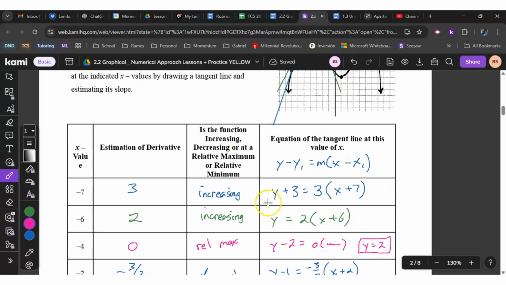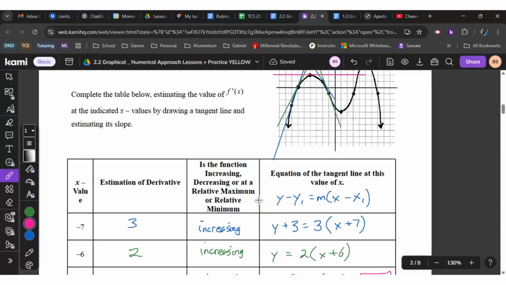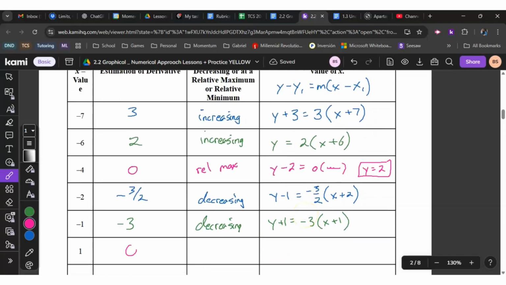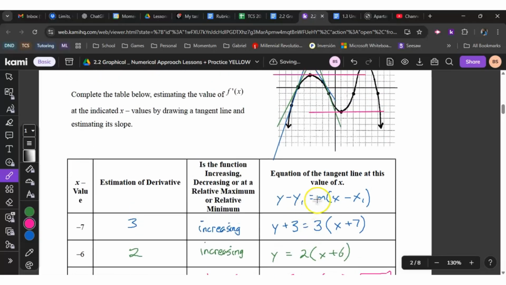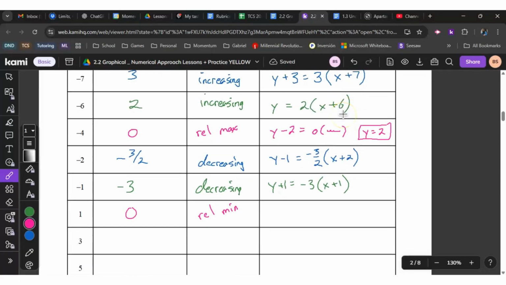Sounds good. All right. Now I'm looking at 1. That's this guy right here. What's that one? Slope is 0. And is that a relative max or min? Relative min. Let's just go straight to the equation this time because we know the slope's 0, the rest of it doesn't matter. What is that one? -4. So therefore y equals -4. Amazing.